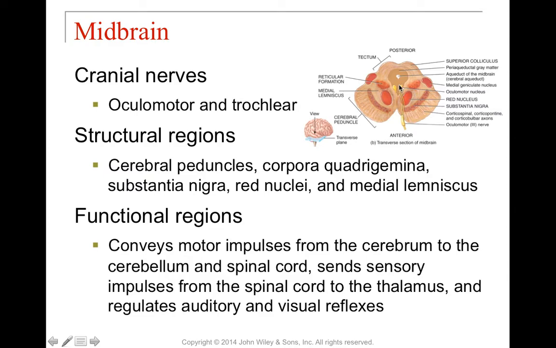As we're following up here, we reach the aqueduct of the midbrain. As you remember, we talked about the cerebrospinal fluid going from one section to the other. This is the aqueduct that's going to conduct the cerebrospinal fluid from one section to another.